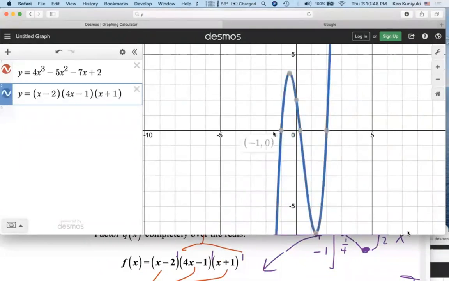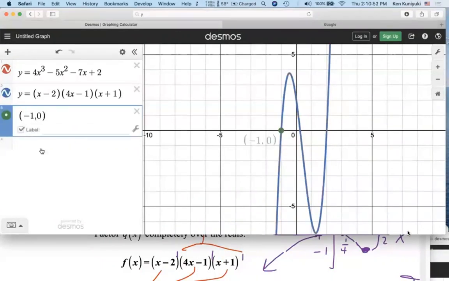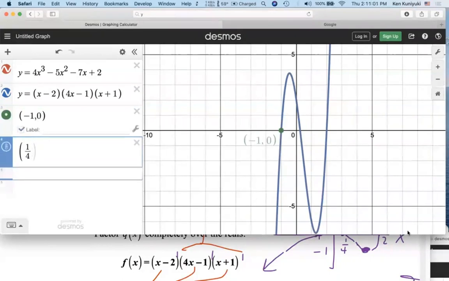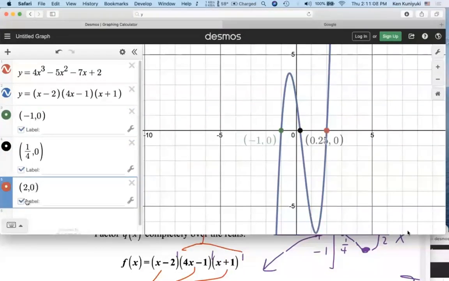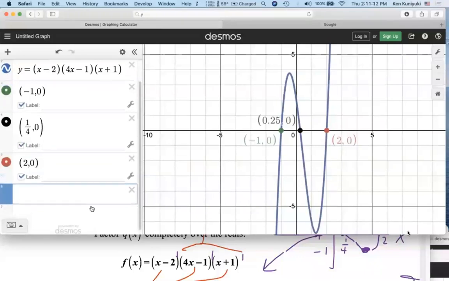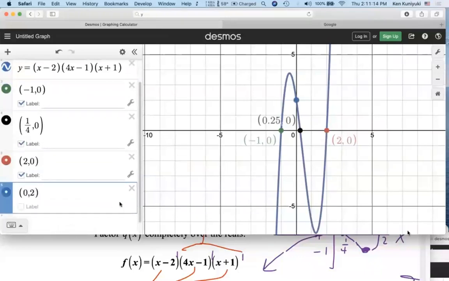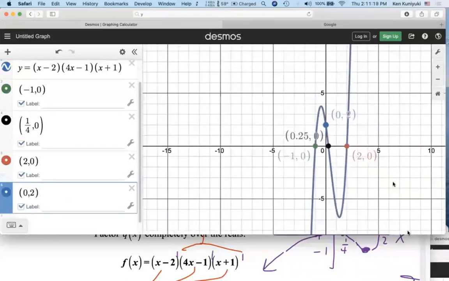What happens? We have an x-intercept at -1, 0. There's a cut there. We have an x-intercept at 1/4, 0. There's a cut there. And an x-intercept at 2, 0. There's a cut there. Right. There's a y-intercept at 0, 2 from the constant term. Overall, it's a rising snake. We know a lot about this guy.